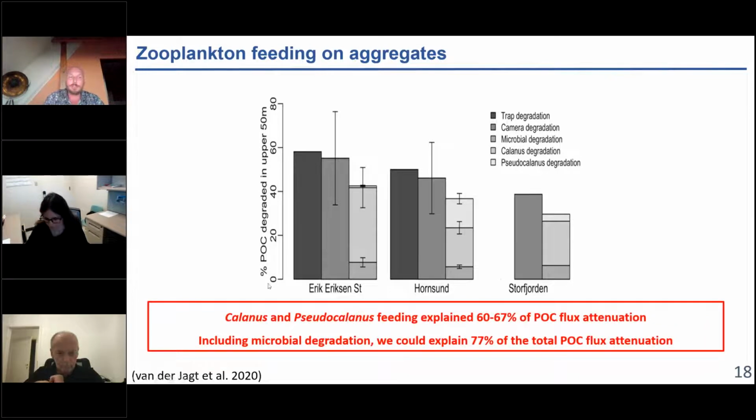But we found that just by looking at Calanus and Pseudocalanus feeding alone, we could explain 60 to 67% of the POC flux attenuation. And if we included the microbial degradation, which we measured with microsensors on the aggregate, we could explain 77% of the total POC flux attenuation. So this is something you can actually fairly easily include in a model and start on, because there have been years of studies of these two copepods in the Arctic, and we really know their seasonal behavior.